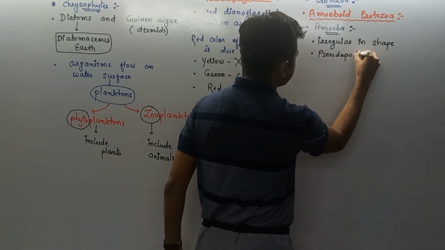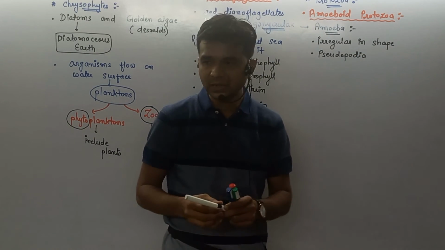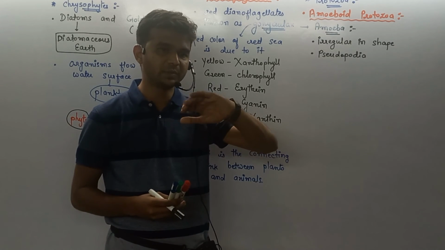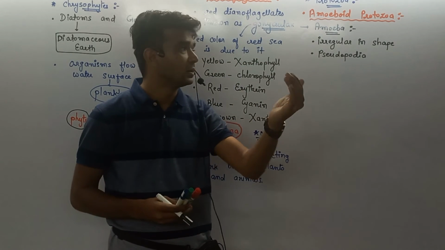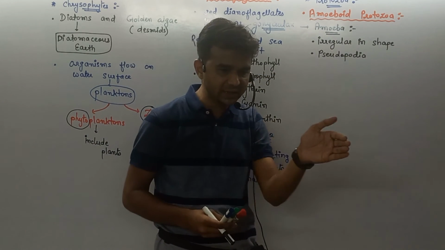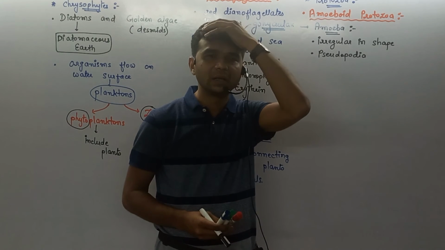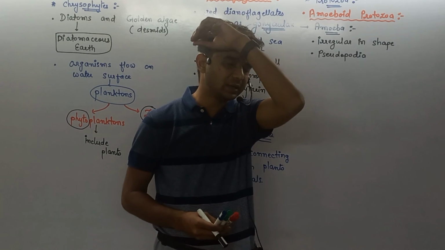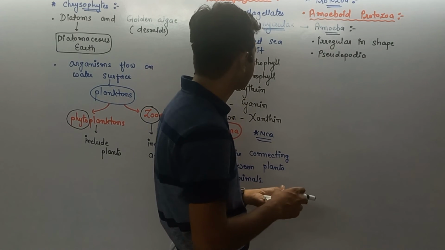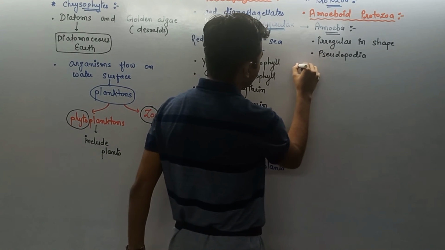You have learned this in the 10th standard. With the help of the pseudopodia, it locomotes, meaning it moves from one place to another. The pseudopodia also cover the food particle and take it in, and this phenomenon is known as phagocytosis.